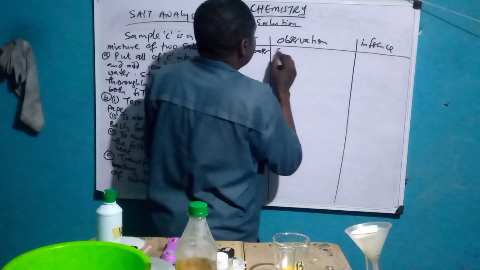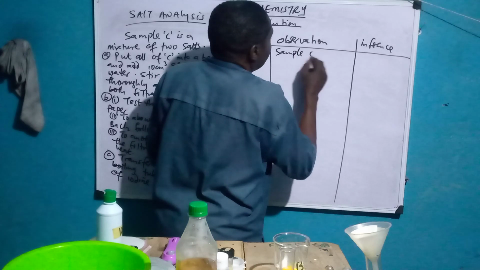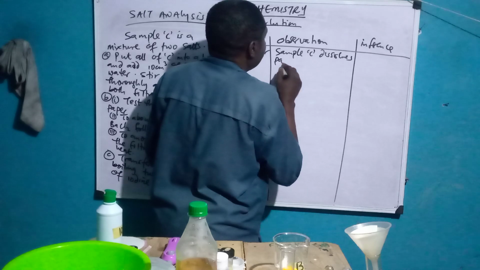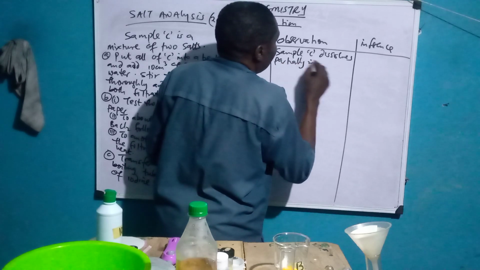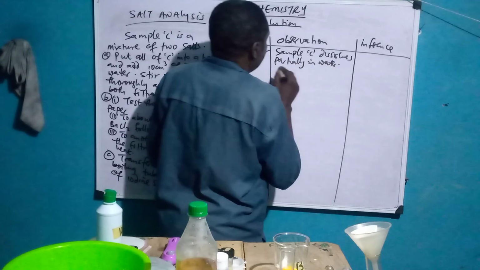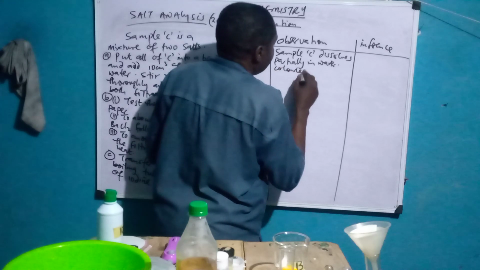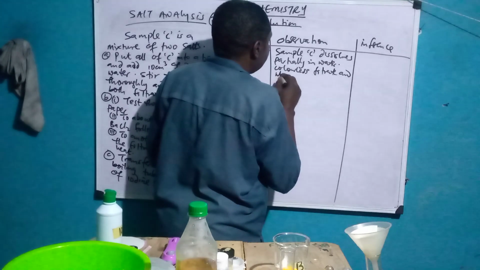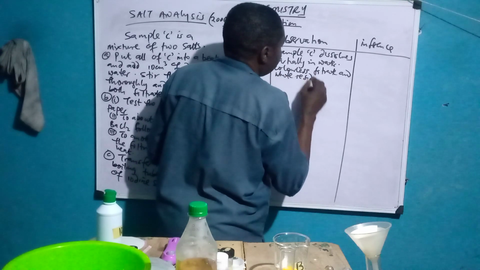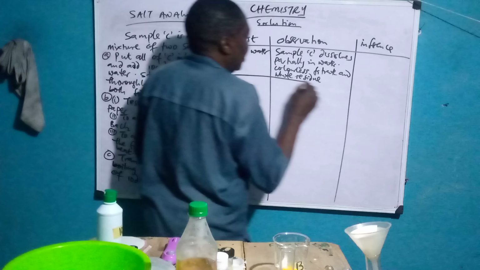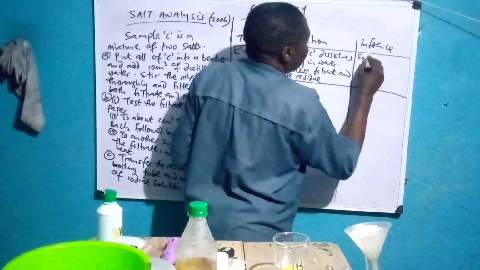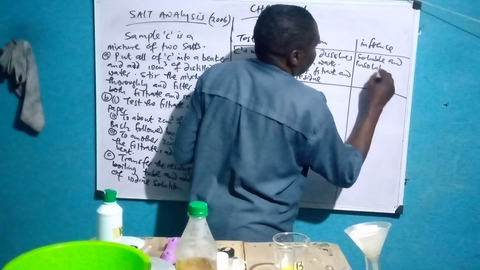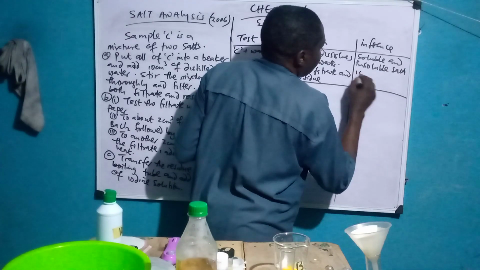You say sample C dissolves partially in water. Colorless filtrate and white residue. So at the inference part, you say soluble and insoluble salt is present.